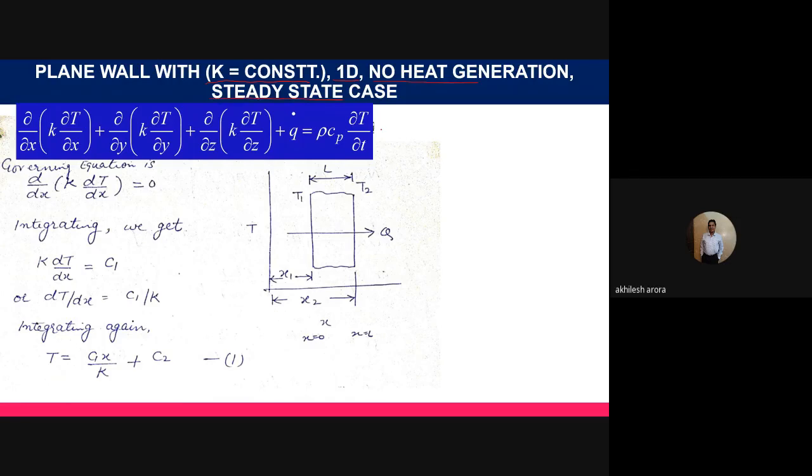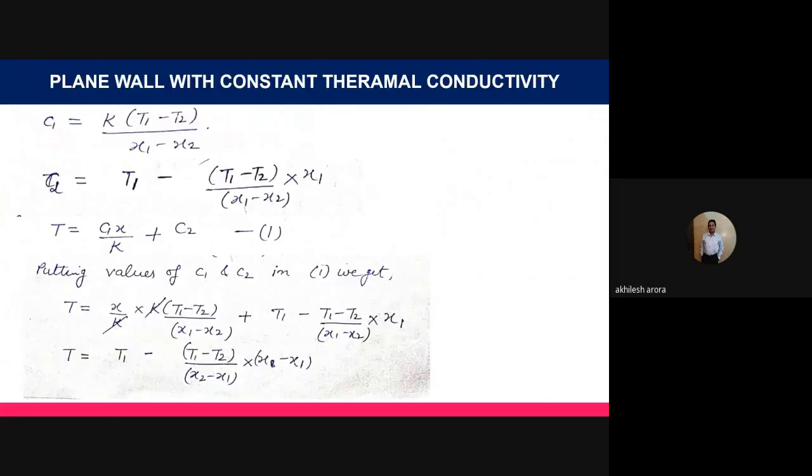And this is the three-dimensional conduction equation: del by del x into k del T by del x, plus del by del y of k del T by del y, plus del by del z of k del T by del z, plus q dot, equals rho cp del T by del tau. Okay, so here this is the thermal conductivity in z direction, this is in y direction, and this is in x direction.